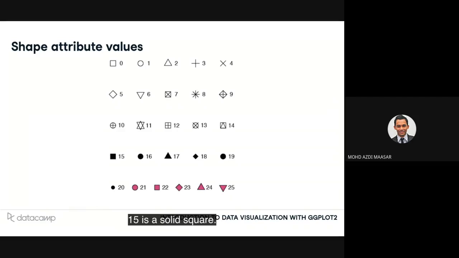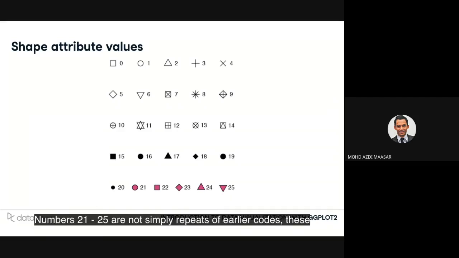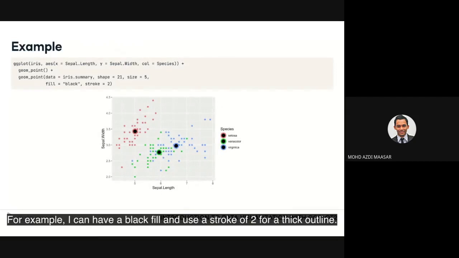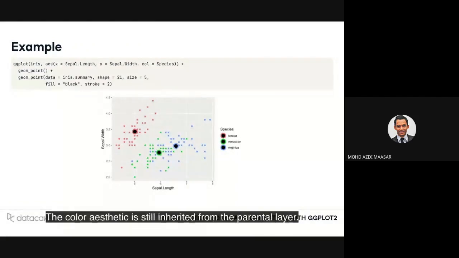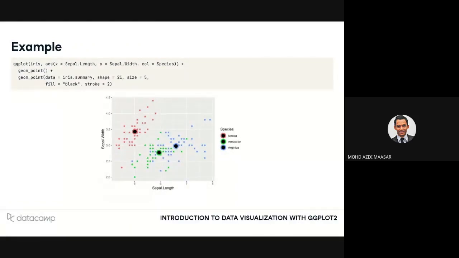15 is a solid square. Numbers 21 to 25 are not simply repeats of earlier codes. These shapes have both fill and color, which can be controlled independently. For example, I can have a black fill and use a stroke of 2 for a thick outline. The color aesthetic is still inherited from the parental layer.